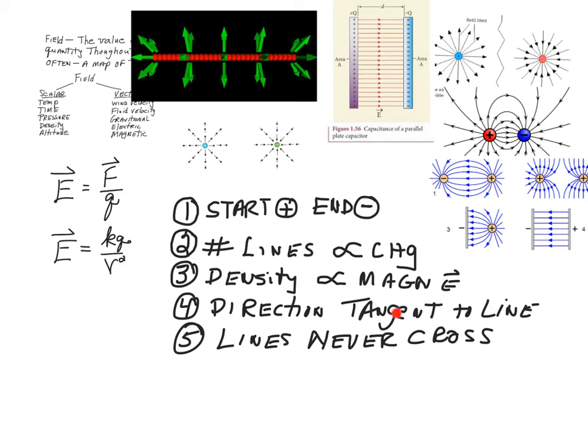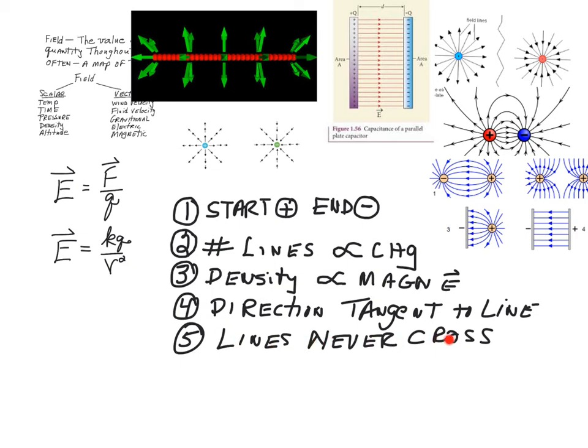The direction of the electric field for any curved line, like if an object is traveling along a curved path, its direction is always tangent to the curve at that point. So the direction of the field is always tangent to the curve. I'll show you this in a minute.